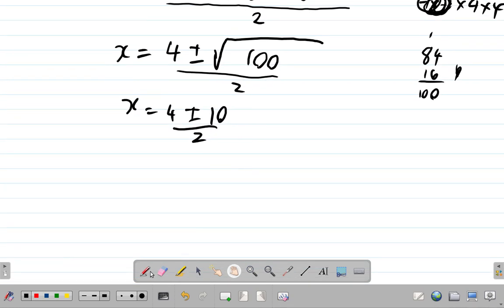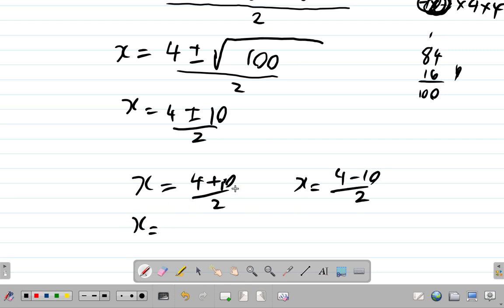So you have two answers for x, two values of x. In one case, x is 4 plus 10 over 2, and in the other case, x is 4 minus 10 over 2. Now, in this case, 4 and 10 is 14. 14 over 2 is 7. Right? And in the next case, x is 4 minus 10 over 2. 4 minus 10 is negative 6, and negative 6 over 2 is negative 3.